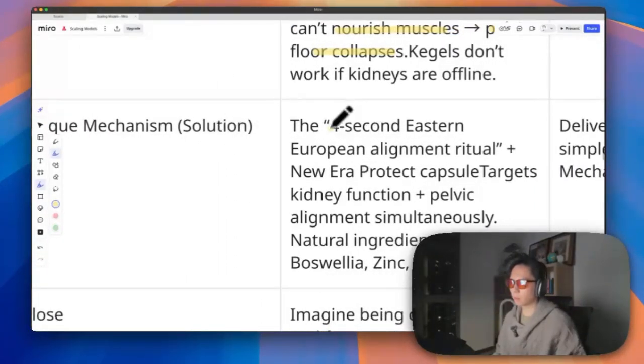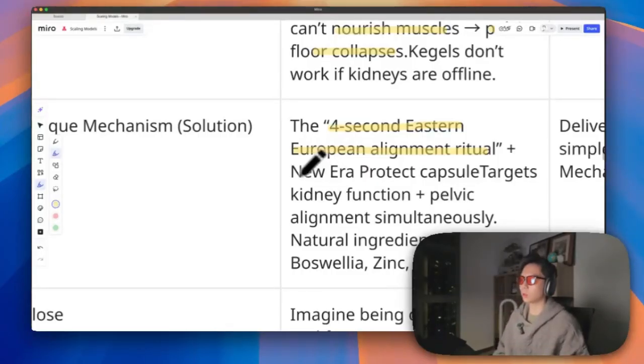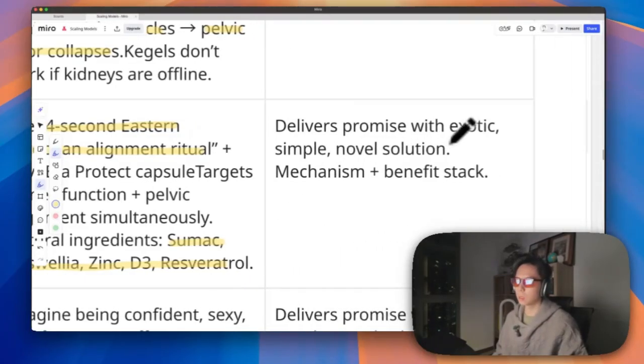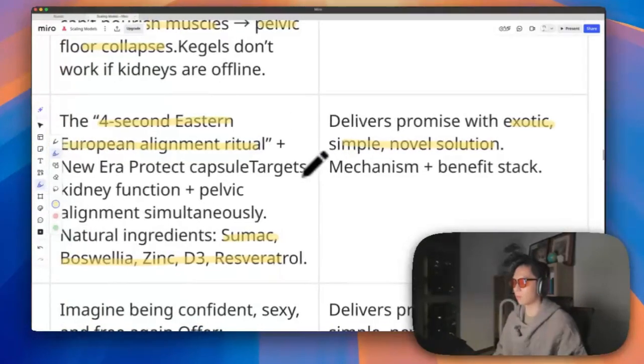The unique mechanism of the solution is a 4-second Eastern European alignment ritual. And so this is where she talks about how she created the product New Era Protect. The capsule targets kidney function plus pelvic alignment and uses only natural ingredients like sumac, boswellia, zinc, D3, and resveratrol. So this delivers a promise with an exotic, simple, novel solution, and it's the mechanism plus benefit stack.